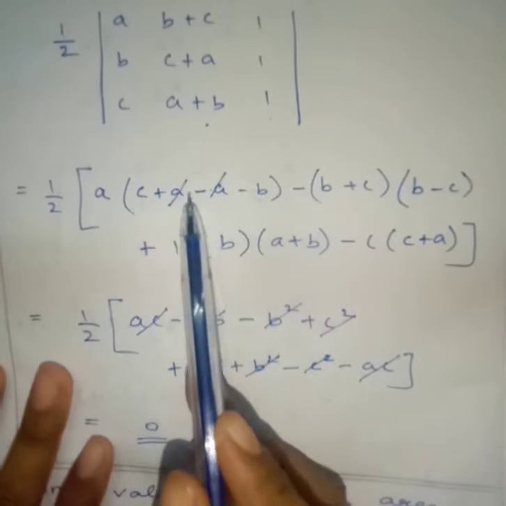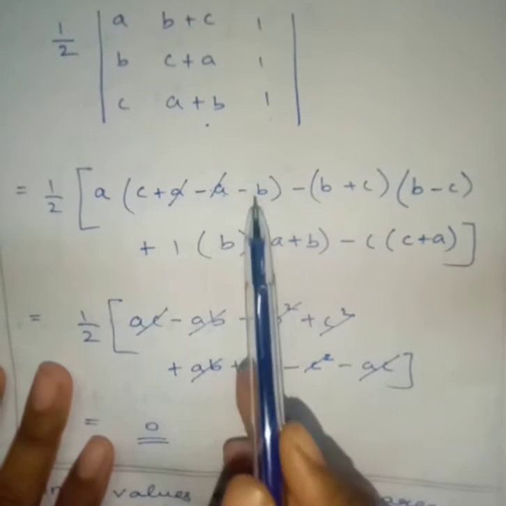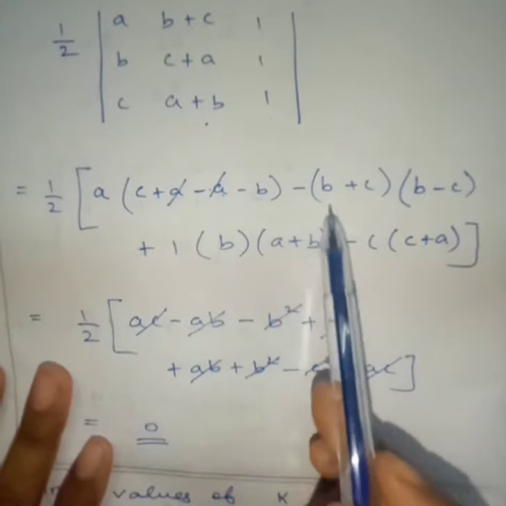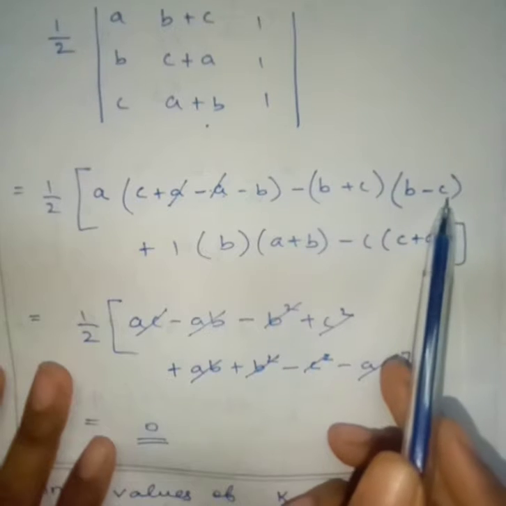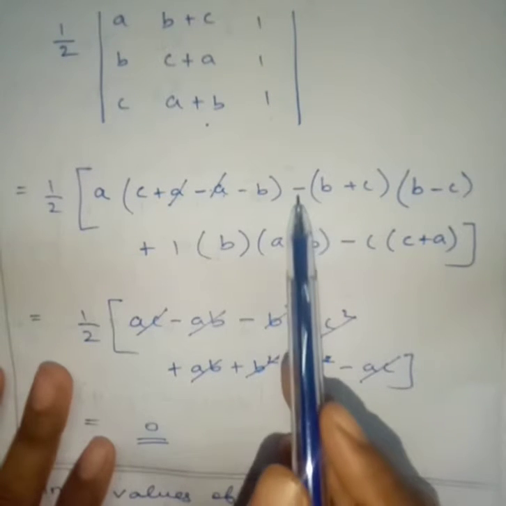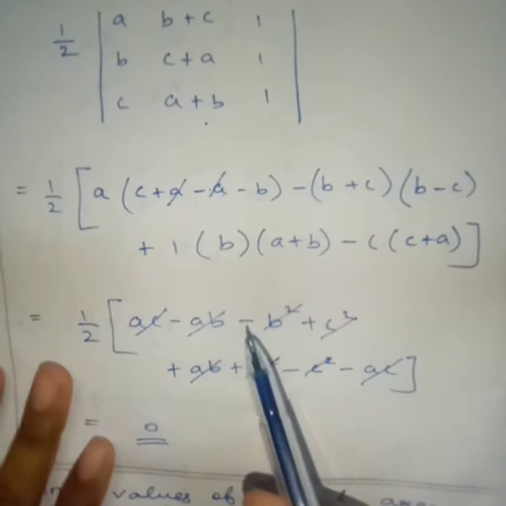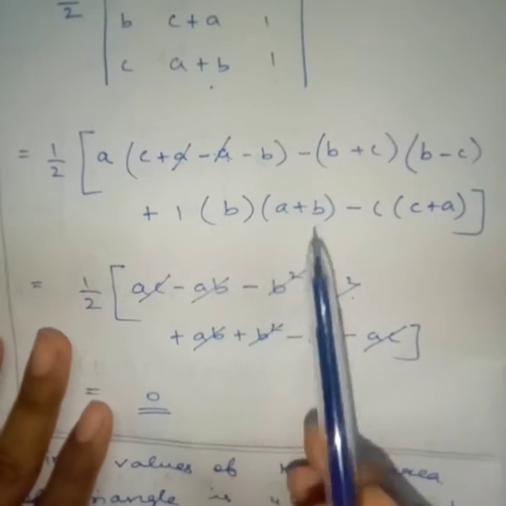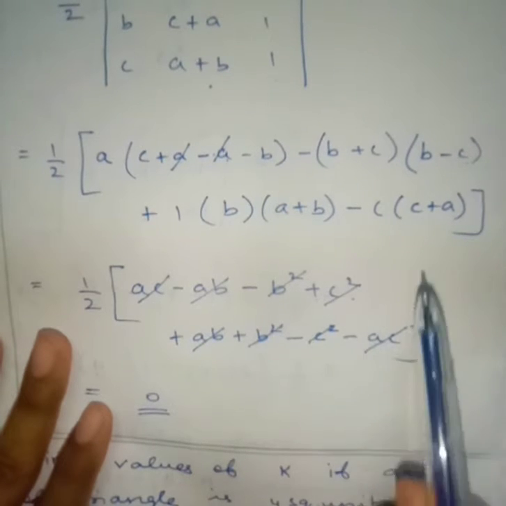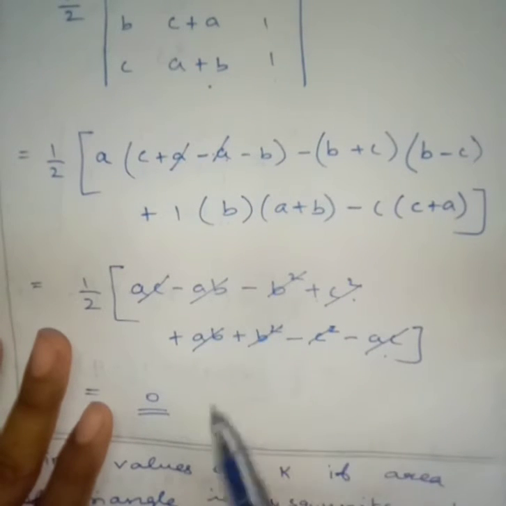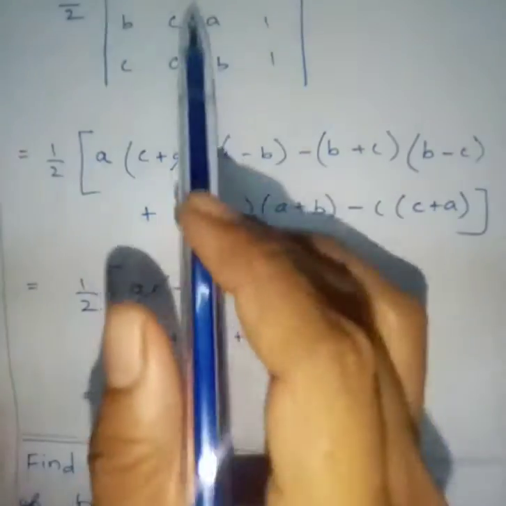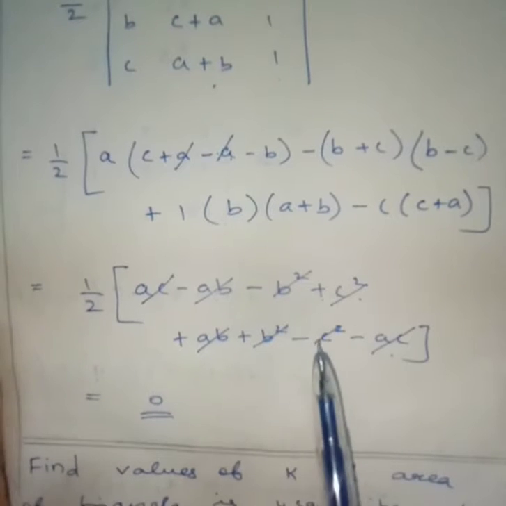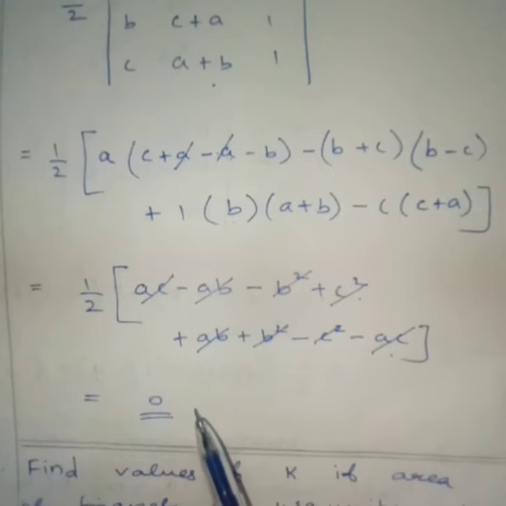You can cancel this A and A. This will become C minus B. Then I multiplied A inside. AC minus AB. Here it is (A+B)(A-B), it is A square minus B square. Since the negative is outside, this will become minus B square plus C square. So here AB plus B square minus C square minus AC. On cancelling we are getting 0. So the 3 points are collinear. Why? Because the area of the triangle we are getting as 0.